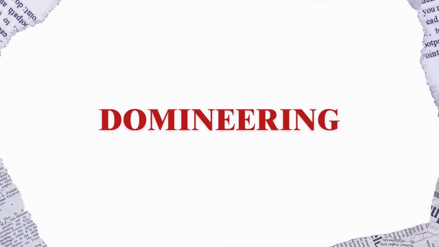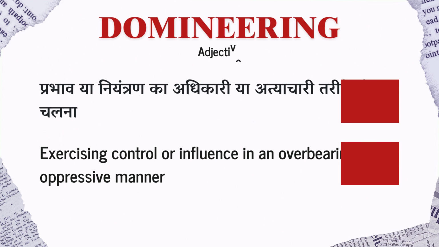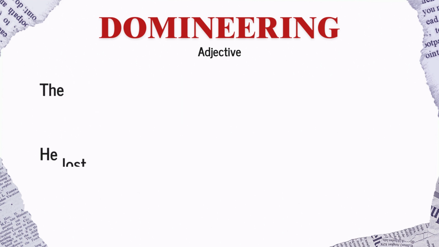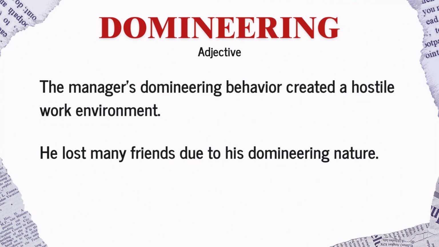Next, we have domineering. It is an adjective. In English, domineering describes someone who exercises control or influence in an overbearing or oppressive manner. In simpler words, it means someone who acts authoritatively and is controlling. Here are some examples. The manager's domineering behavior created a hostile work environment. Another example is, he lost many friends due to his domineering nature.